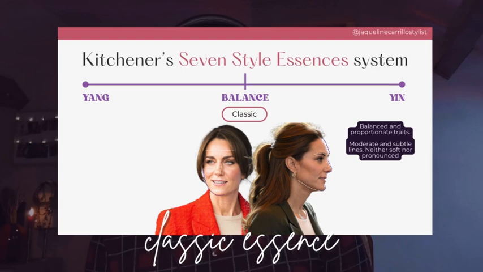Then, right in the middle of the spectrum sits the classic essence. Like gamines, they also carry both energies, but here they are balanced. Not a single feature stands out, everything complements each other. This balance makes them look elegant and poised. These are timeless faces that can look mature in a very graceful way.